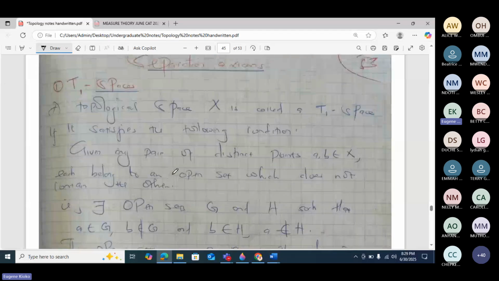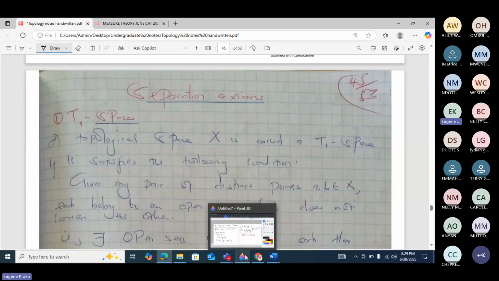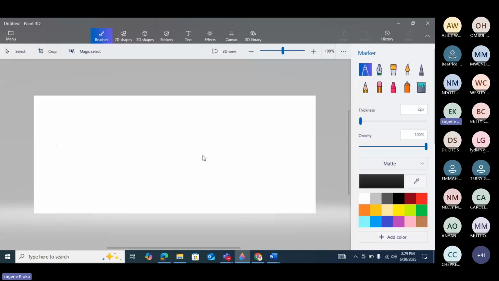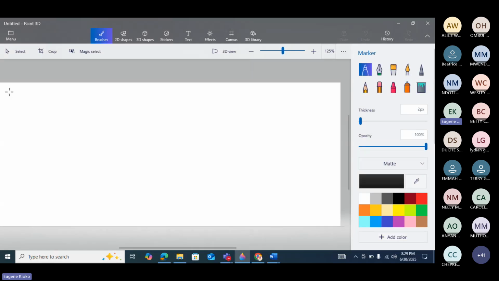So I'm just going to summarize everything, then you'll be able to go through it on your own. So we have what we call separation axioms of a topological space. We are simply talking of some properties. So we are going to see several of them. There is what we call T0.